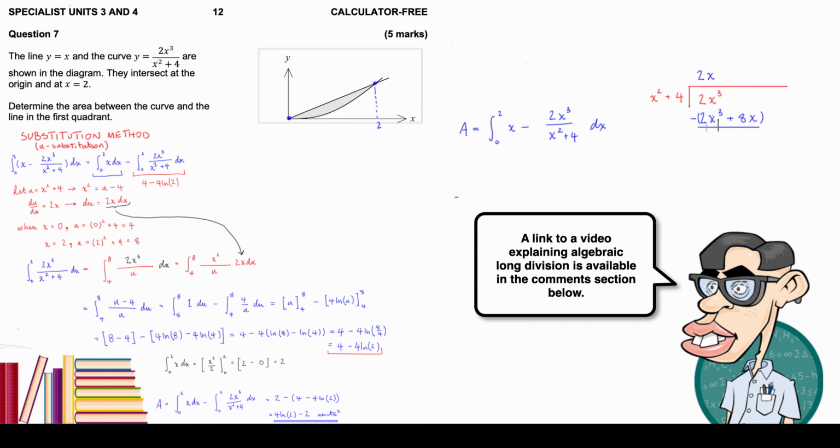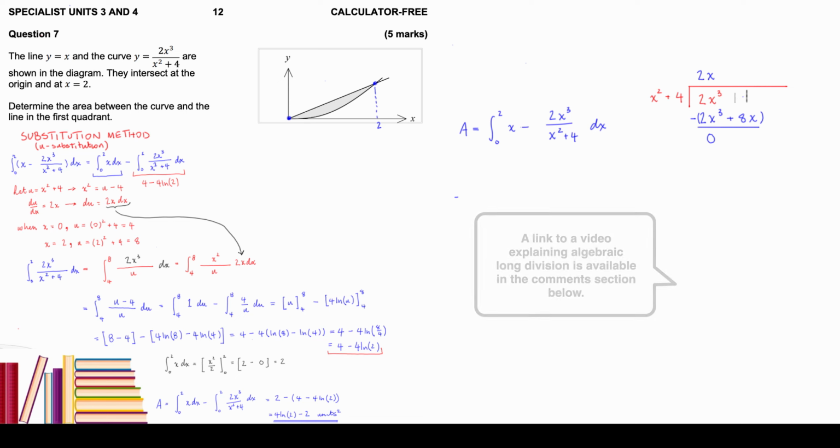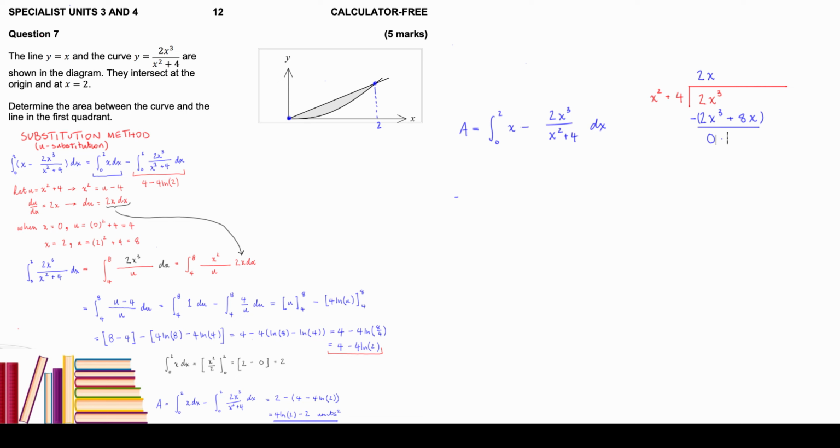So we're going to get 2x cubed take 2x cubed is 0. And then nothing take 8x is going to be minus 8x. Now there's nothing else to bring down. So we can essentially say that x squared plus 4 goes into 2x cubed 2x times with negative 8x remainder. So how does that functionally work out in this scenario?